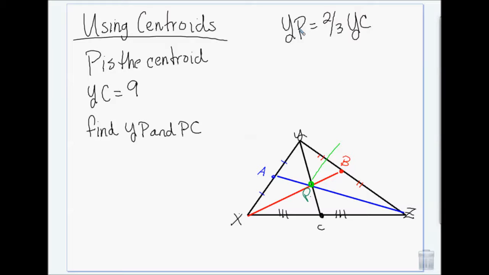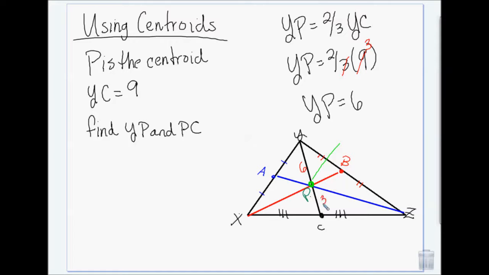Because it's 2/3 and that's 9 total. So we know YC is 9, so YP is 2/3 of 9. 3 goes into 9 3 times, and then 2 times 3 is 6. So if this is 6, that makes this 3, so the whole thing's 9.